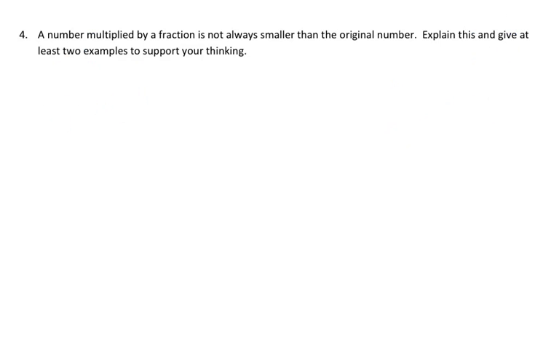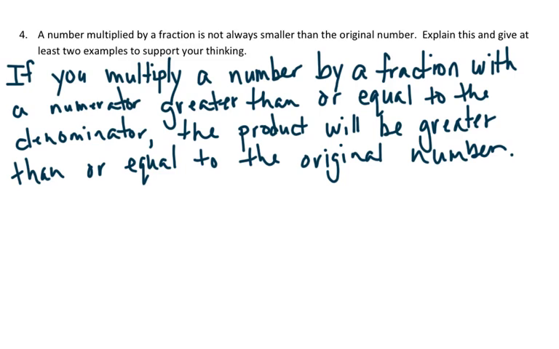Okay, so now we're going to take a look at homework problem number 4. And this one reads, a number multiplied by a fraction is not always smaller than the original number. Explain this and give at least 2 examples to support your thinking. Okay, so let's go ahead and write this out. And I wrote, if you multiply a number by a fraction with a numerator greater than or equal to the denominator, the product will be greater than or equal to the original number.